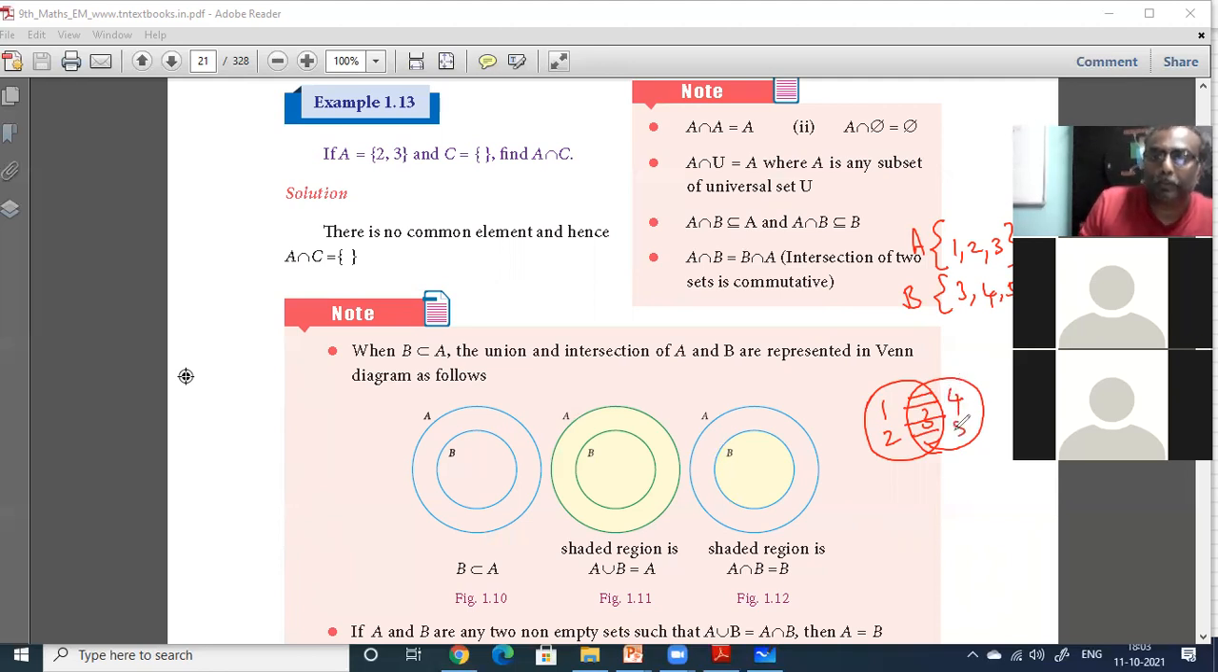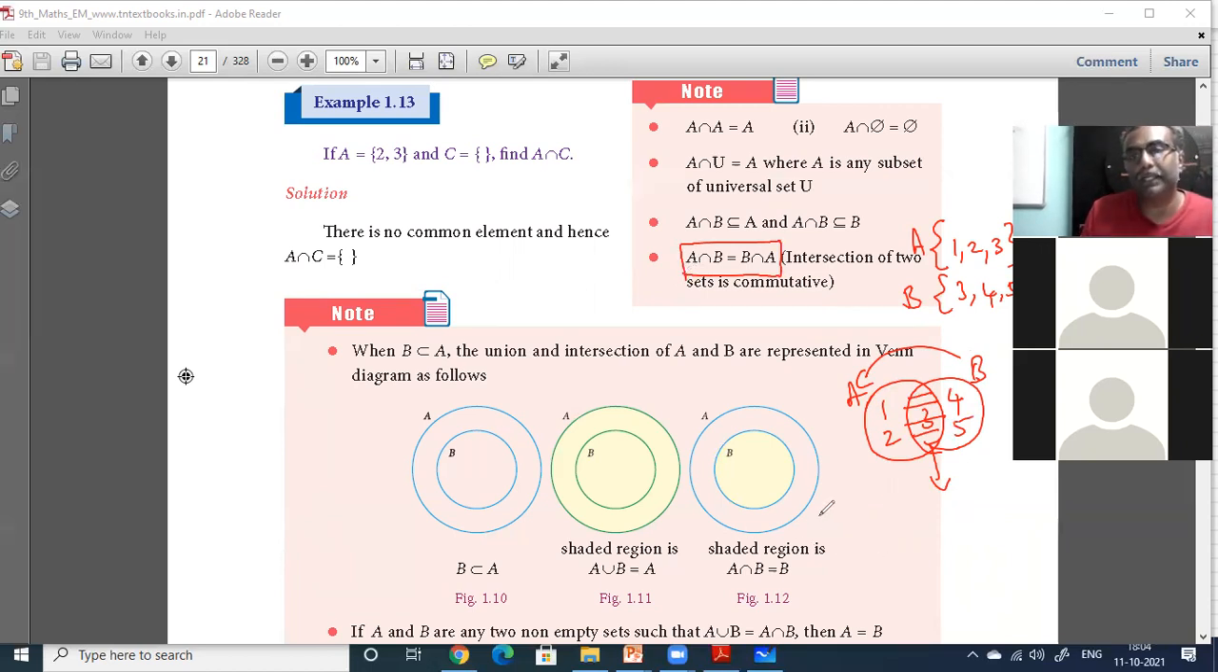And 4, 5. So this is A, this is B. Whether you say this is A intersection B, you go from A to B, or you go from B to A, B intersection A, either way you go, 3 only will be the answer. So A intersection B will remain the same. That is why A intersection B is equal to B intersection A.